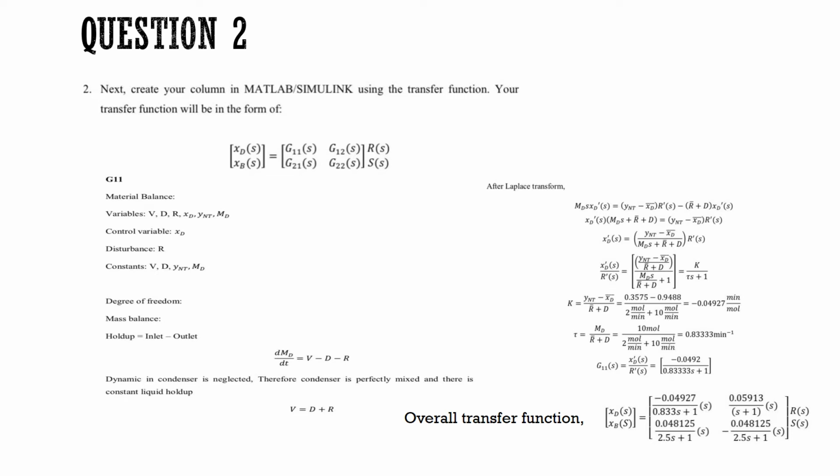Next, I perform degree of freedom analysis and proceed with mass balance where hold up equal to inlet minus outlet. Dynamic in condenser is neglected, so I obtain constant liquid hold up. After performing Laplace transform by using the model, I obtain the transfer function which is G11 equal to x prime d over r prime. Next, I find the G12, G21 and G22 and I obtain the overall transfer function.